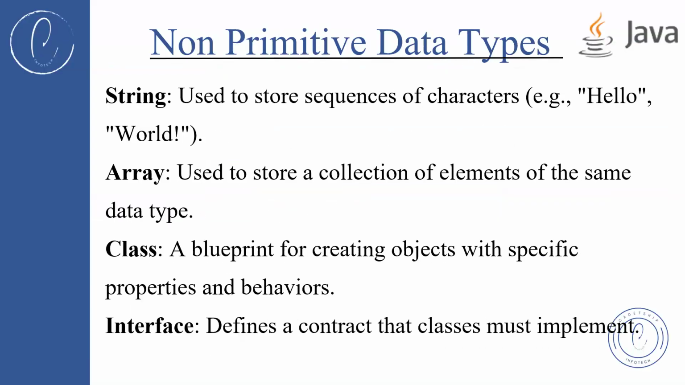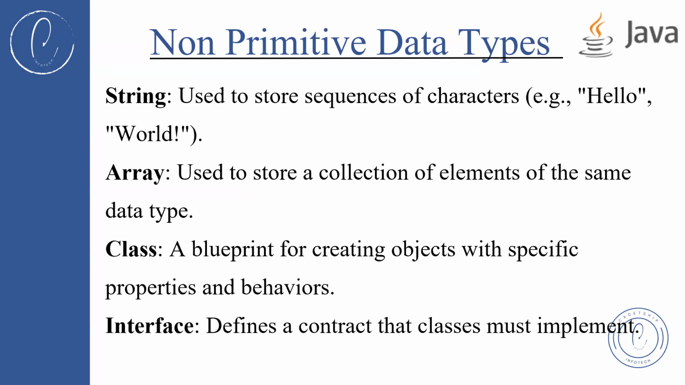Now let's understand something about non-primitive data types. We have several non-primitive data types: string, array, class, and interfaces. Strings are used to store a sequence of characters. As we saw, we have a primitive data type char that is used to store only a single character. So we have a non-primitive data type, string, which is used to store sequences of characters in double quotes.